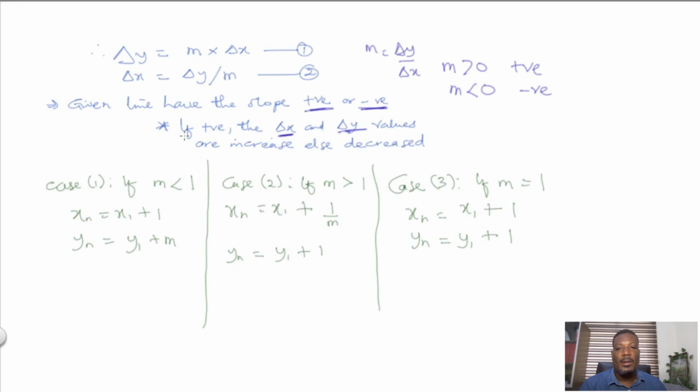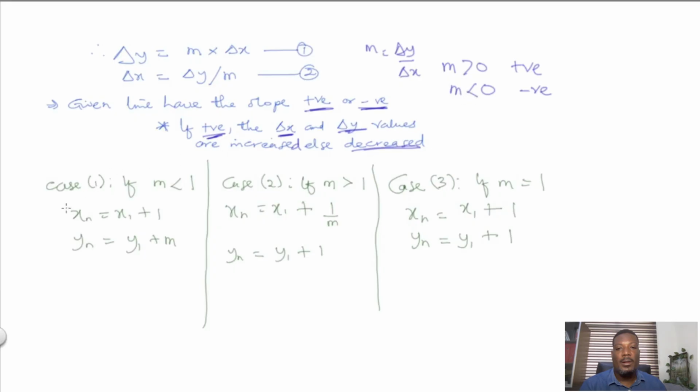If the value of the slope, m, is positive, then the change in x and the change in y values are increased. So it means the values of the x and y coordinates will increase, else they will decrease. So there are three main scenarios that we can find when we talk about the slope.